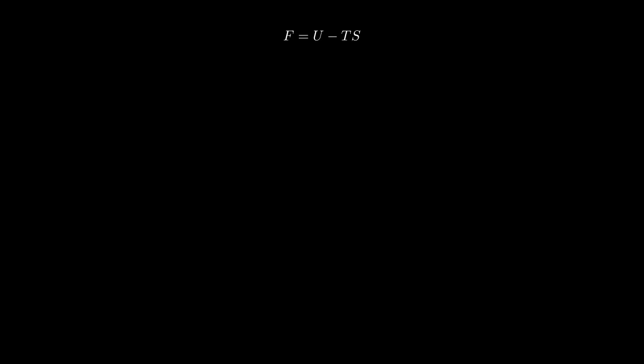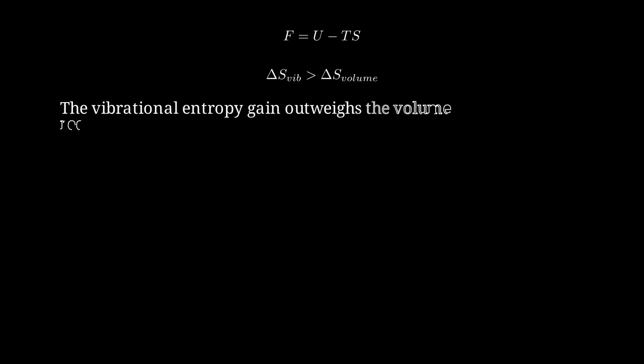The Helmholtz free energy F equals internal energy U minus temperature times entropy S. The increase in vibrational entropy is greater than any decrease in configurational entropy from the smaller volume. The system gains more entropy from increased vibrations than it loses from occupying a smaller volume, so the total entropy increases and the second law is satisfied.